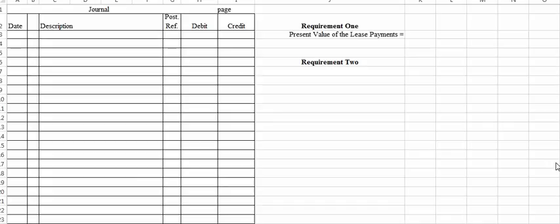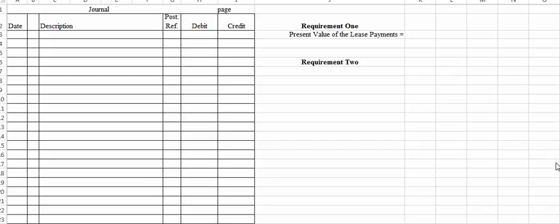Okay, you guys, we're going to take a look at exercise 15-8. We're actually going to do 8, 9, and 10. They're all three connected. The first one, we're dealing with the entries that the lessee would make when they're dealing with a capital lease. And then they actually don't ask us to make the entries.